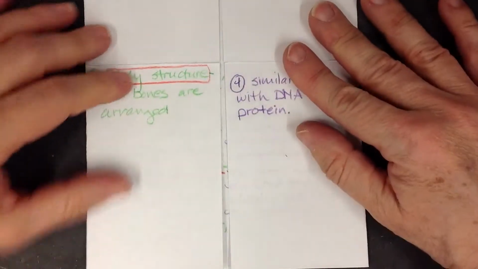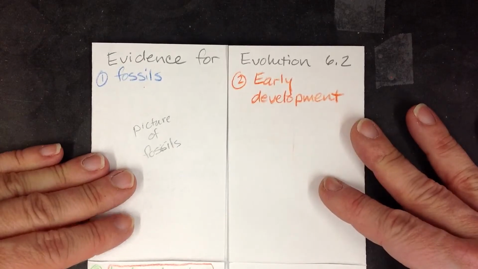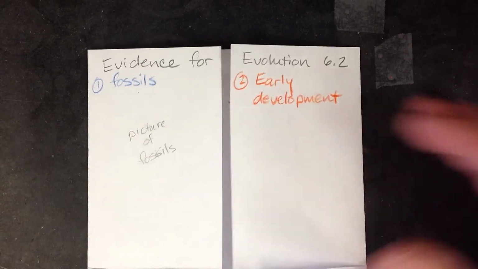So go ahead and draw a picture now of each one of these. Again, if you're kind of in a fog on how to do that, you might want to just look in your book in Chapter 6, Section 2.